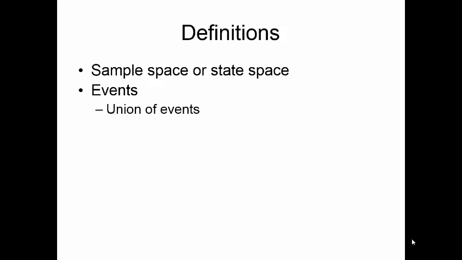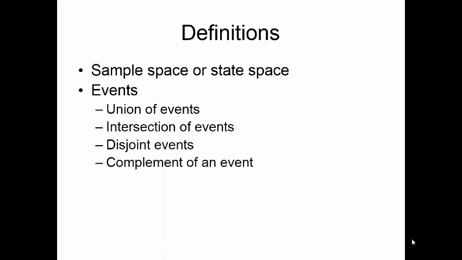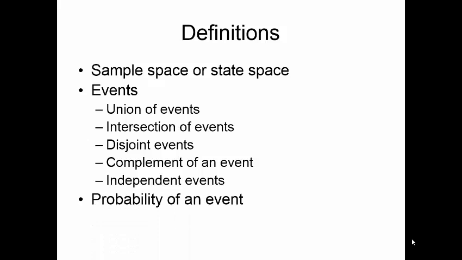In the events, we will discuss many concepts like union of events, intersection of events, disjoint events, complement of an event, and independent events. All these ideas are useful in trying to combine the probabilities of simple events into more complex events. Then we will discuss the idea of the probability of an event and the conditional probability.